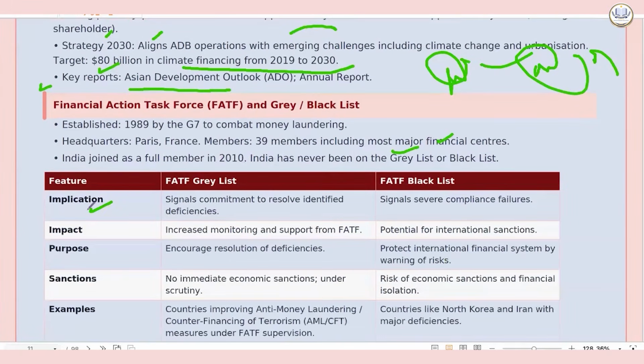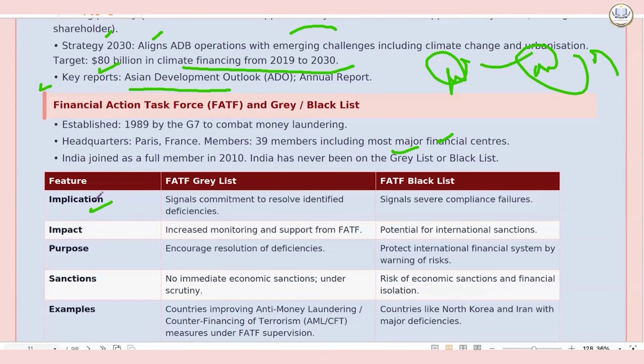So implications: it signals commitment to resolve identified deficiencies. Blacklist means there are severe compliance failures. Grey list means there are commitments which are lacking to resolve identified deficiencies. They are trying to commit, but still there is a deficiency. Blacklist means severe compliance failures are there.